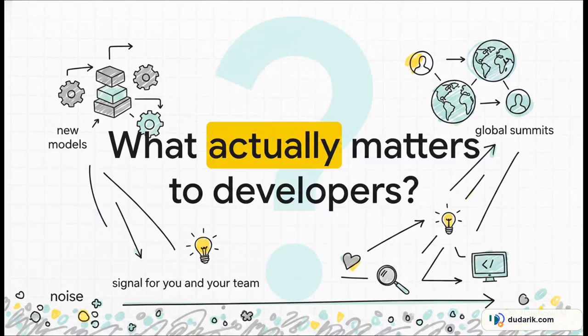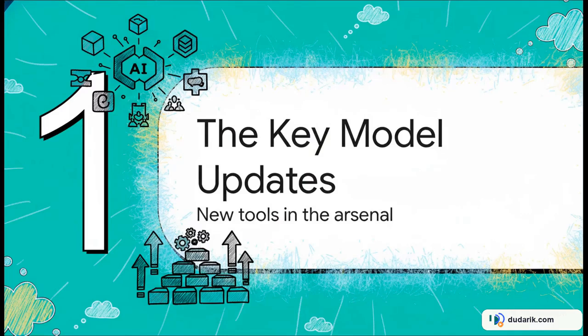The official recap had everything, new models, big global summits. But let's be real, if you're a developer on a deadline, you just need to know what's signal and what's noise. So that's what we're going to do. Find the signal for you and your team. First up, let's talk about the new tools Google just put in your hands.